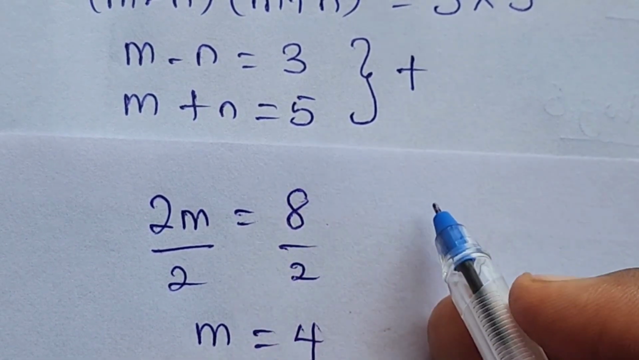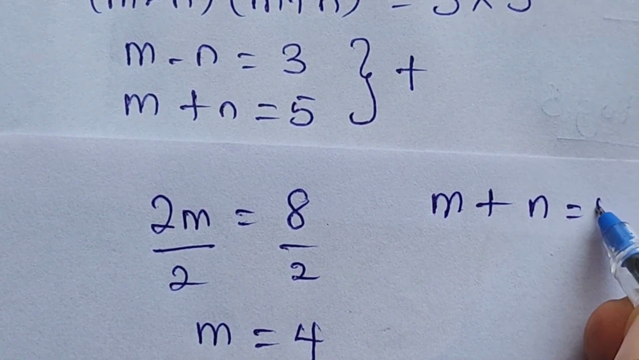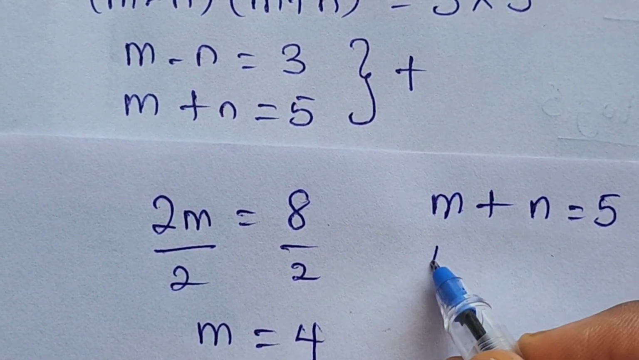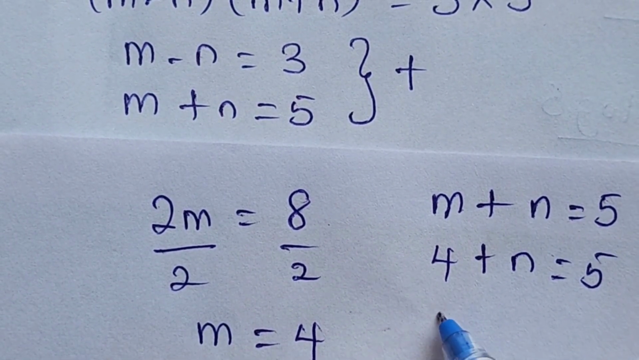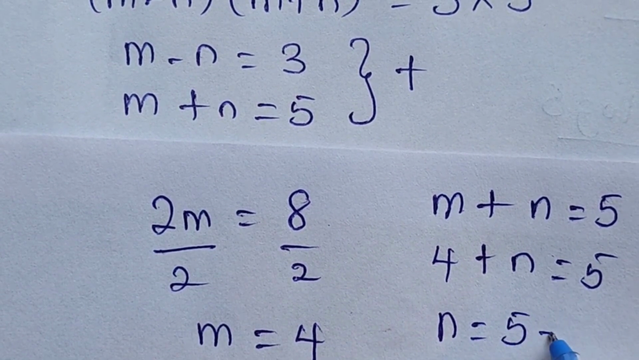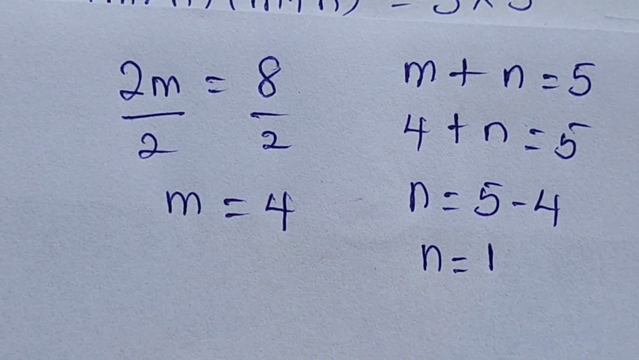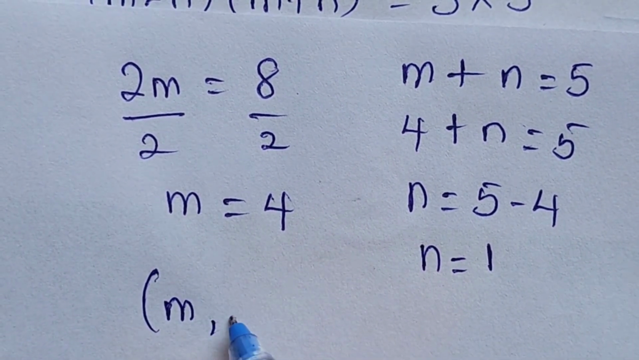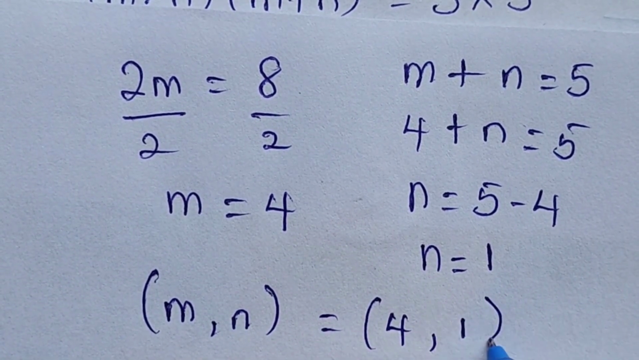So let's recall that our m plus n is equal to 5. Our m is 4. We have 4 plus n equal to 5. So our n is equal to 5 minus 4. We have n to be equal to 1. So we have m and n to be equal to 4 and 1.